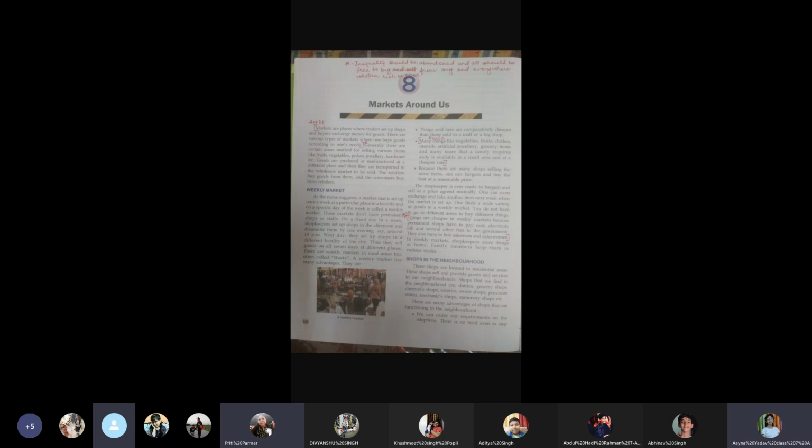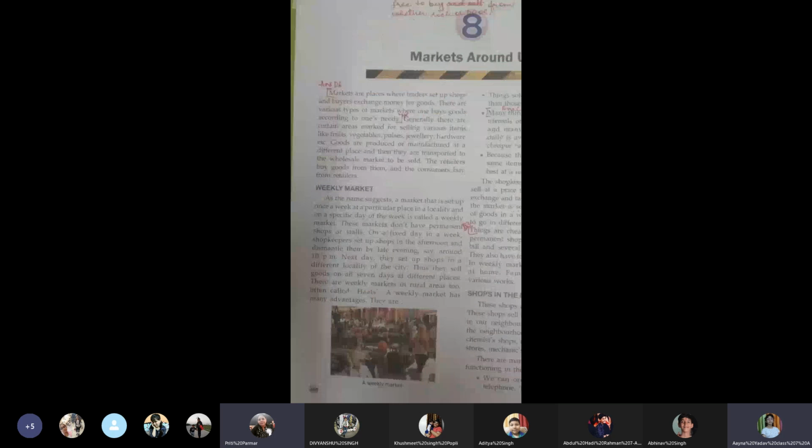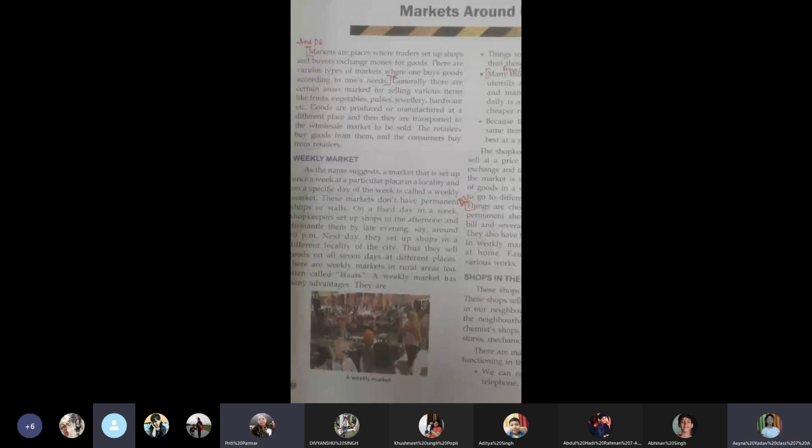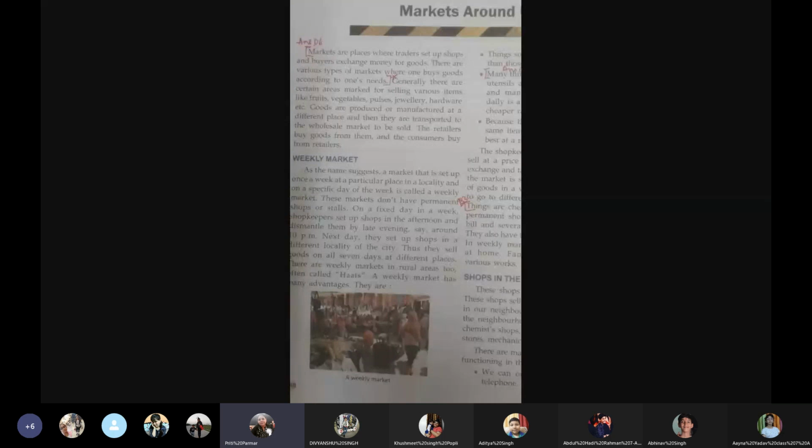Now, this is also a very interesting and easy chapter. Let's begin it. Markets around us. These terms are quite familiar to us. Every locality, wherever we're living, has a market around us. Call it a big mall or call it a local market, but there is always one.